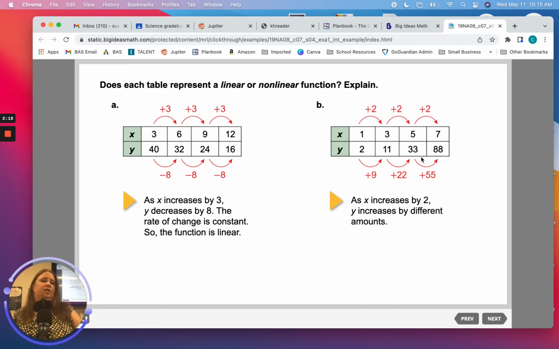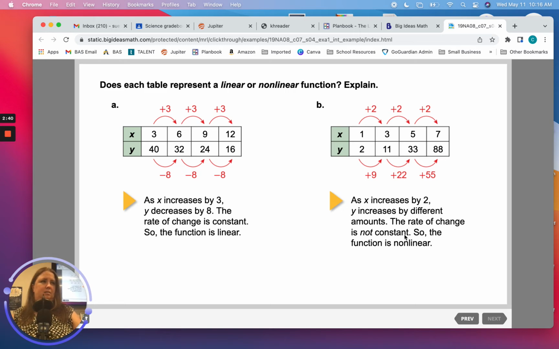So this changes more rapidly. If you were to draw this, your curve is actually going to be a very sharp curve. So this is nonlinear. When you hear linear, think line. Does it create a straight line or is it a curve? If you were to graph this one, it would have a curve. So it's not constant. So it's nonlinear.